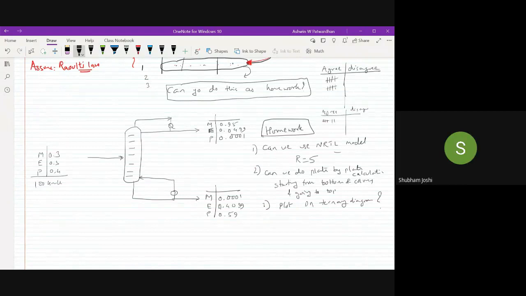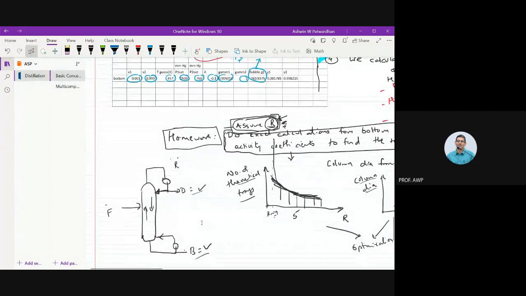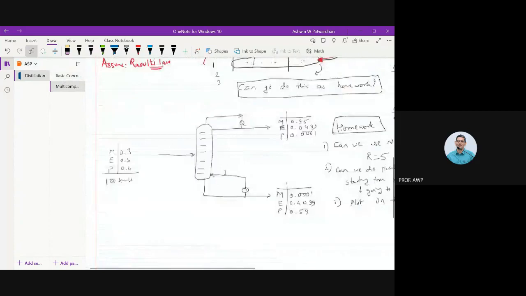So you have enough homework. You have one homework, which is your cyclohexylamine and aniline. Second homework, benzene, toluene, xylene, ideal mixture, Raoult's law, methanol, ethanol, propanol, NRTL model.